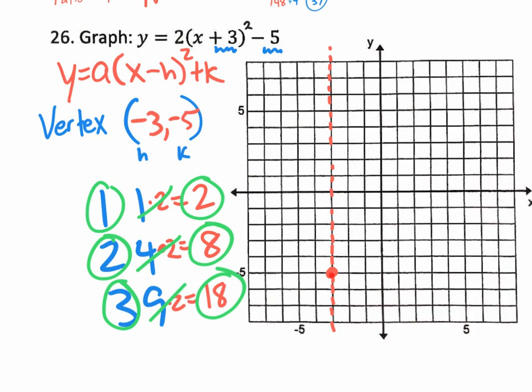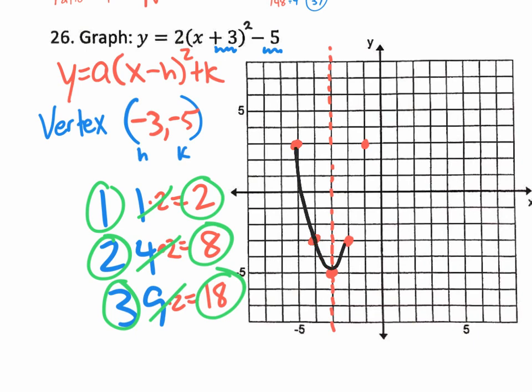So from the vertex, you're going to go 1, 2, and put a dot right there. Then you go back to the vertex, and you go 2, 8 from the vertex. So 2, 1, 2, 3, 4, 5, 6, 7, 8 right there. And of course, the 3, 18 is going to be off the graph, so I'm not going to worry about that. I am going to mirror these coordinates over to the other side, and I have my graph.